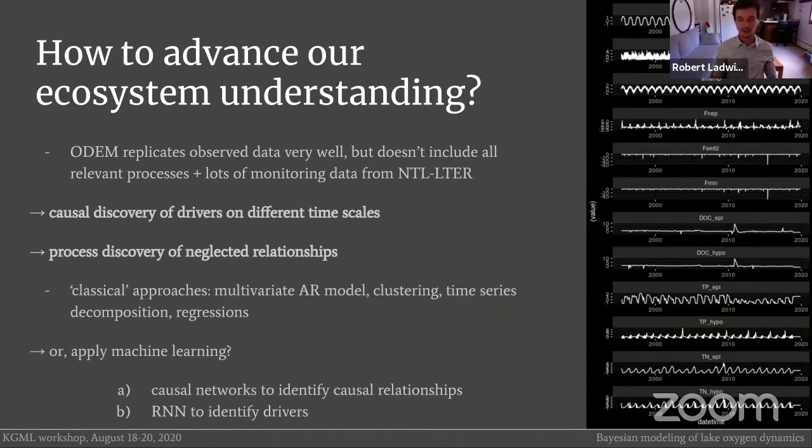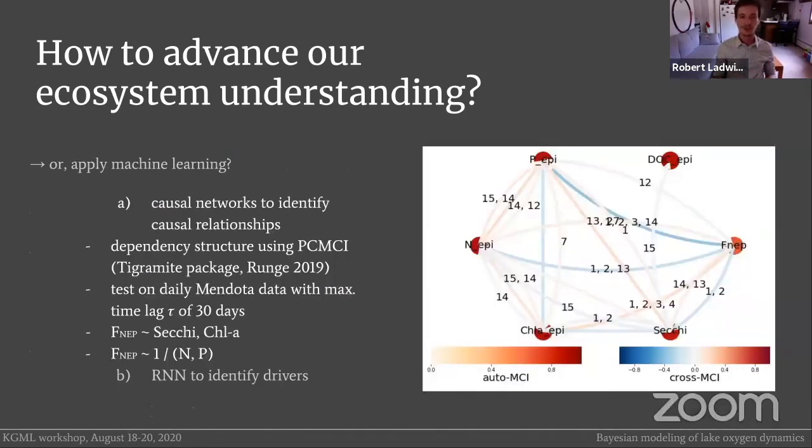Of course, there are all these classical approaches, but we now would want to apply machine learning. So we tried two things for now. We did causal networking. We used the PCMCI algorithm to create this causal dependency structure. So you can see how different water quality variables depend on each other. A line shows you the dependency. If it's red, there is more or less a positive correlation. If it's blue, there's a negative one. And the number shows you the lag. Here you can see, for the surface layer, phosphorus, nitrogen, algae biomass, light extinction, the flux of net ecosystem production, and also organic carbon.